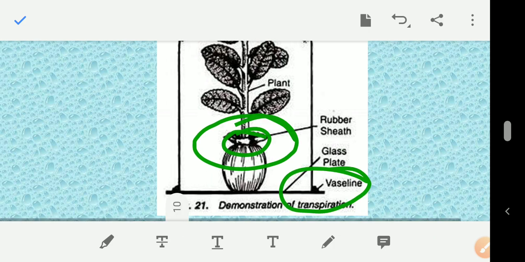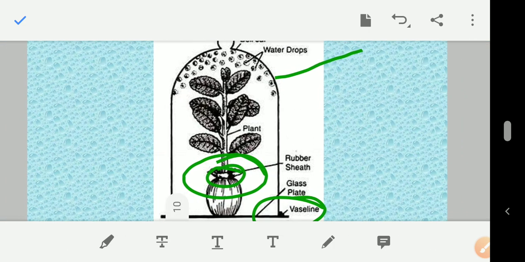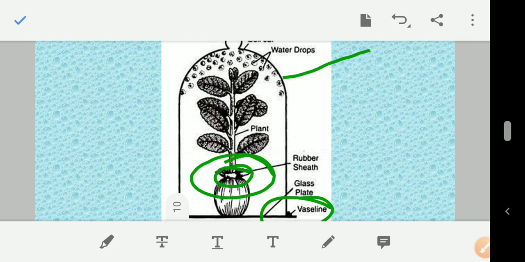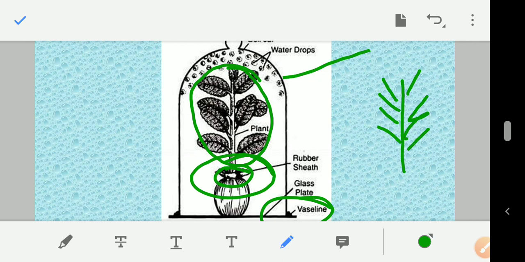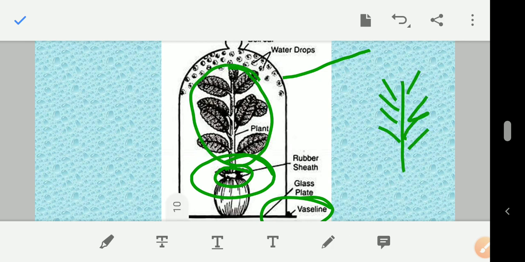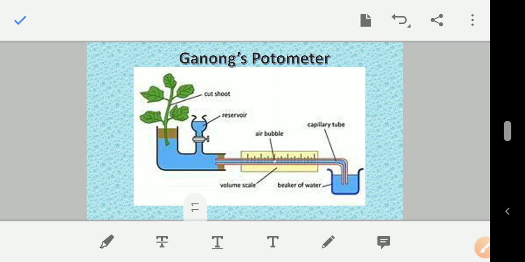Now the another important question for this particular diagram is, what could be the control experiment? For control experiment, you can have the entire setup except this plant, or you can take plant but without leaves. In that case, what we will observe, either there is no droplets or very less droplets, because there is no transpiration from the leaves. This is Ganong's potometer.